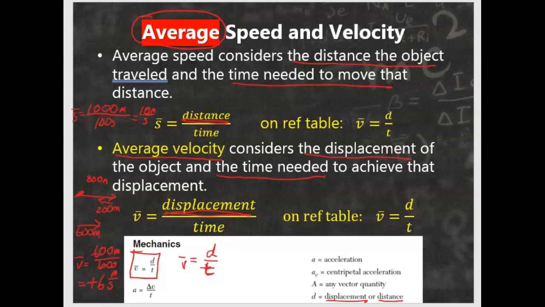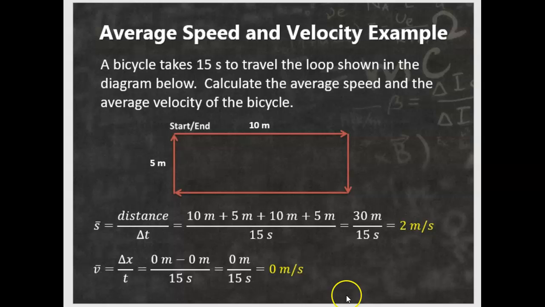All right, let's do an example. Hopefully it'll make that clear. Over here we've got an average speed and velocity example. A bicycle takes 15 seconds to travel the loop shown in the diagram below. Calculate the average speed and the average velocity of the bicycle. So here we have start, and the end is right here. This is where we're starting. Then we move 10 meters over, 5 meters down, 10 meters in the opposite direction, and 5 meters up.